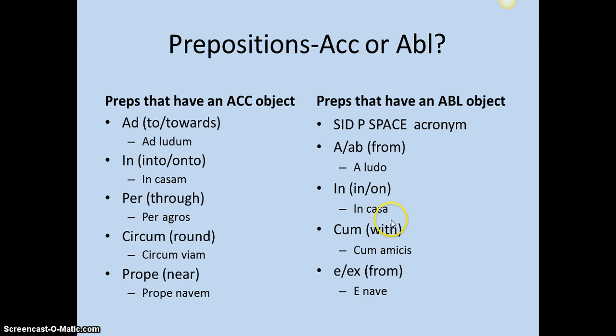A ludo. In here, when it's used with the ablative versus the accusative is in the house, currently in the house, where over here with in casam, we're highlighting that movement into. So we're highlighting the change of scenery rather than talking about where we currently are. Then we have cum, which goes with the ablative, with friends, cum amicis, ablative plural, and e nave, from the ship, or out of the ship, exiting or going from the ship. So again, really keeping straight which prepositions work with which case can help, especially when we think of words like in, where we could be denoting a different meaning.